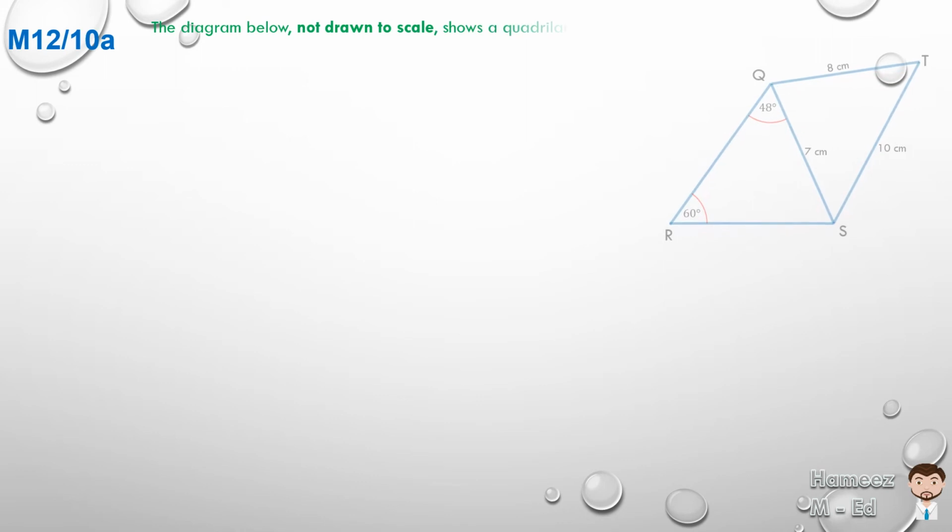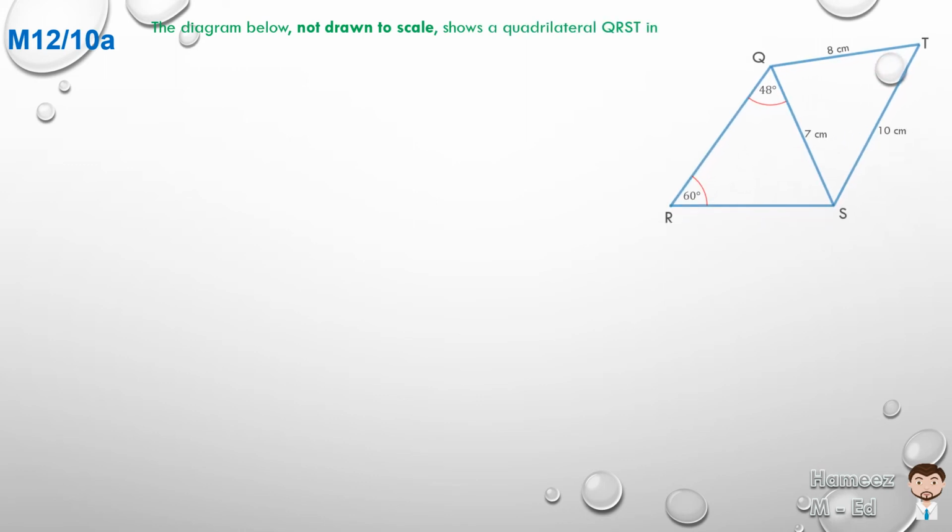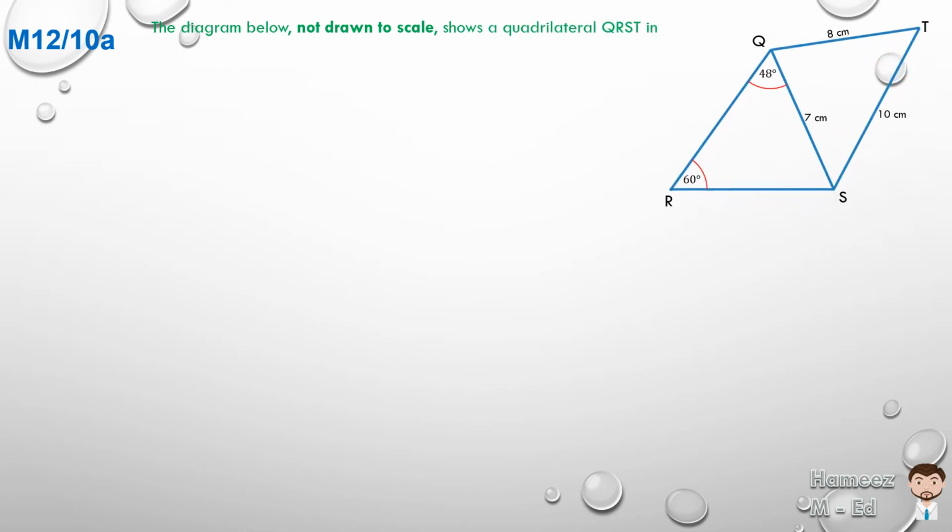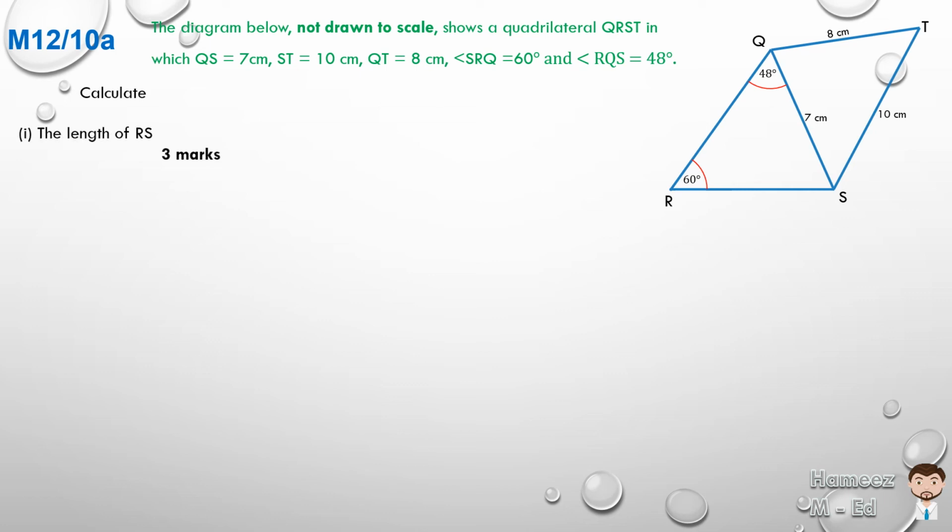May 2012, number 10A. The diagram below, not drawn to scale, shows a quadrilateral QRST, in which QS is equal to 7 centimeters, ST is equal to 10 centimeters, QT is equal to 8 centimeters, angle SRQ is equal to 60 degrees, and angle RQS is equal to 48 degrees, all of which is shown on the diagram. Calculate, part 1, the length of RS.